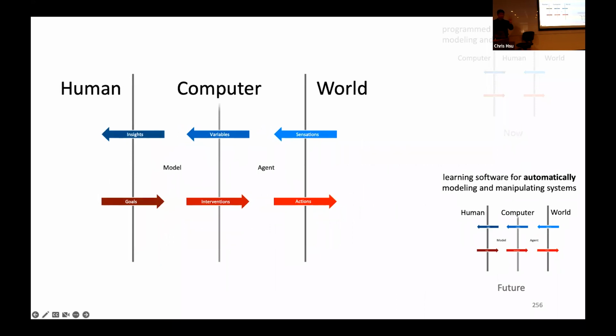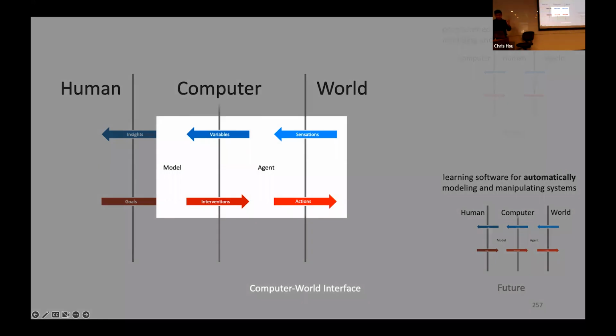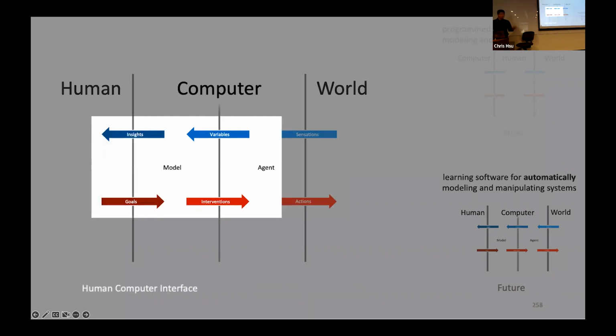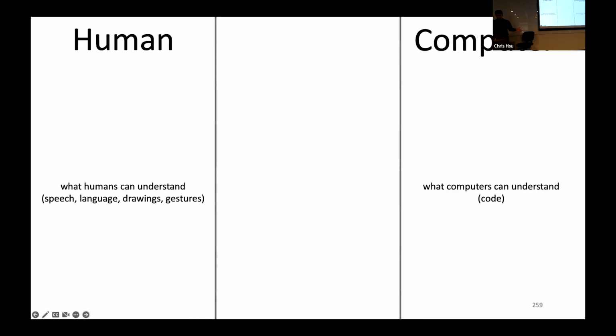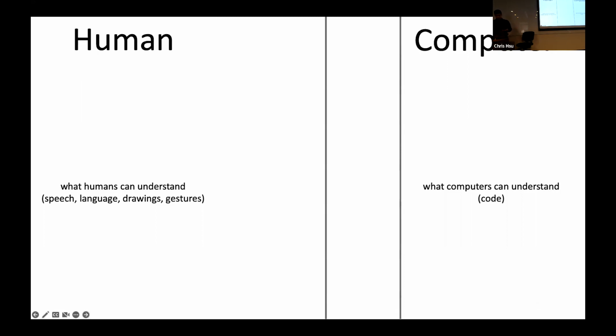This boils down to working on 2 interfaces. The first interface is between the computers and the world, and thus far my research has been on developing this interface to enable machines to discover their own abstractions for automatically modeling and manipulating systems. But I also think that right now is a very opportune time to work on the other interface, which is between the human and the computer. There's always been a gap between modalities that are intuitive to humans, like speech, language, drawings, gestures, and what can be understood by machines, which is code.